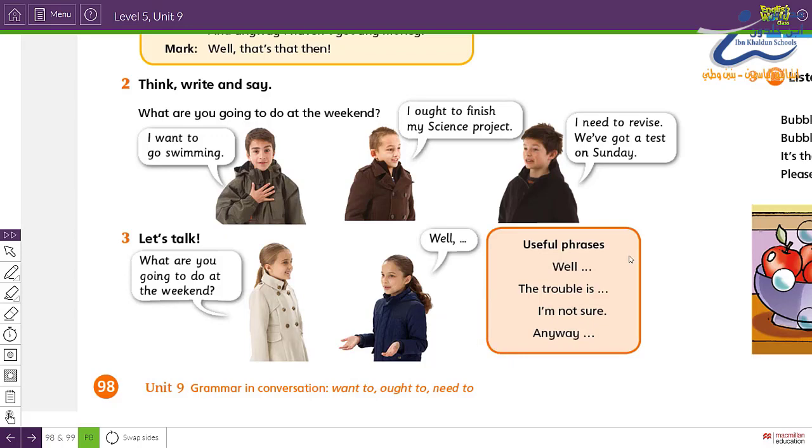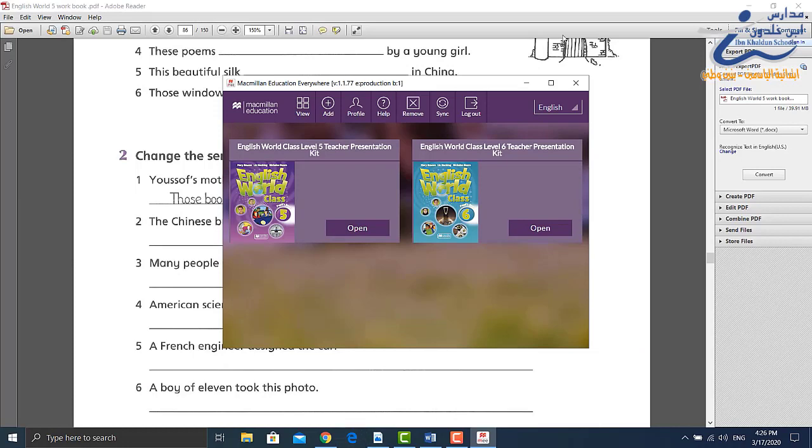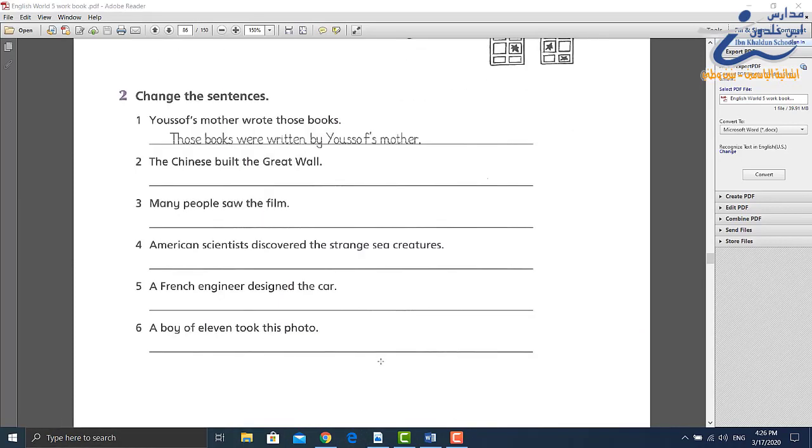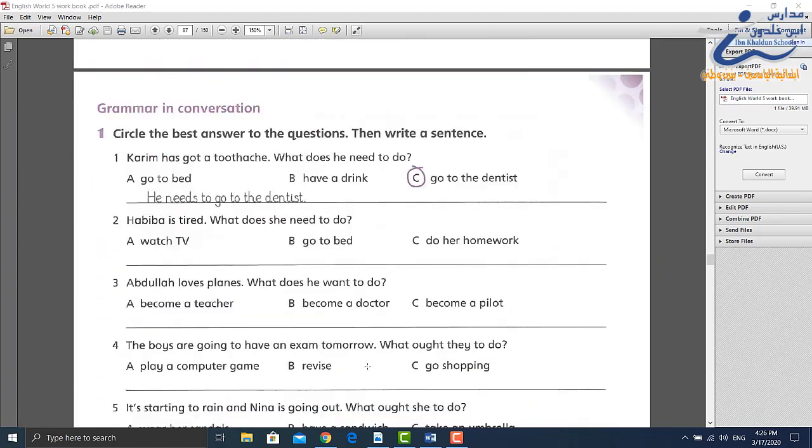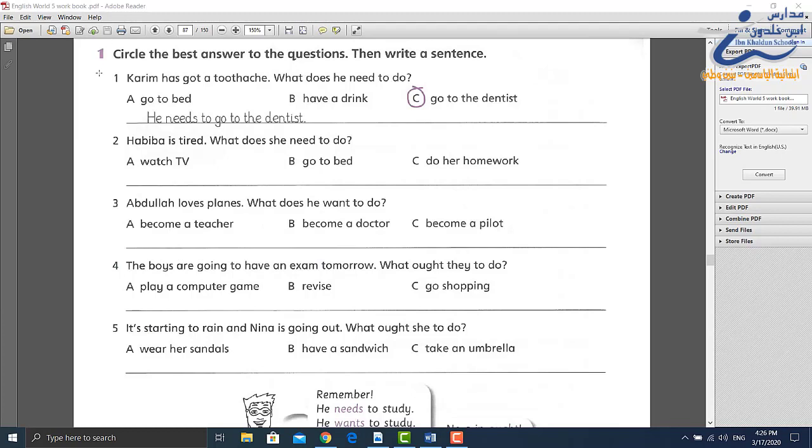Okay, let's move quickly to the workbook on page 85. My question is, circle the best answer to the questions and pay attention to the best answer. Then write a sentence. Let's read the first one. Karim has got a toothache. What does he need to do? Go to bed, have a drink, go to the dentist. Yes. He needs to go to the dentist.